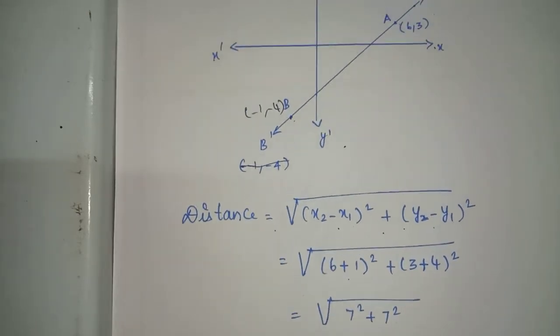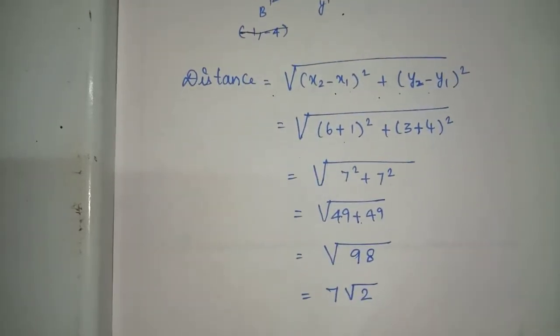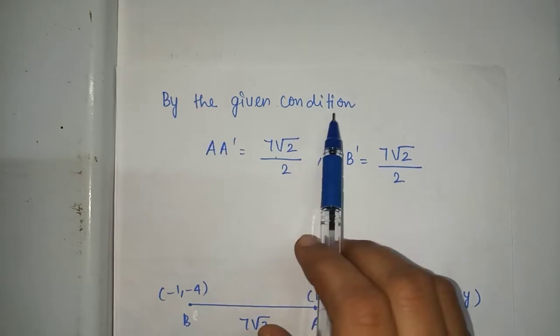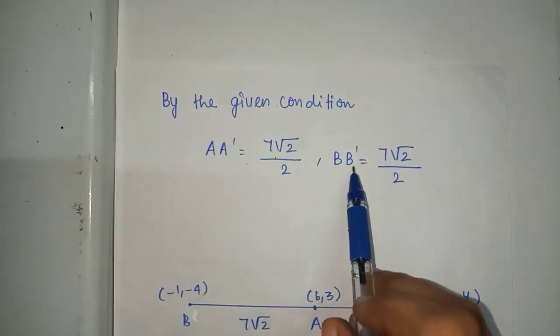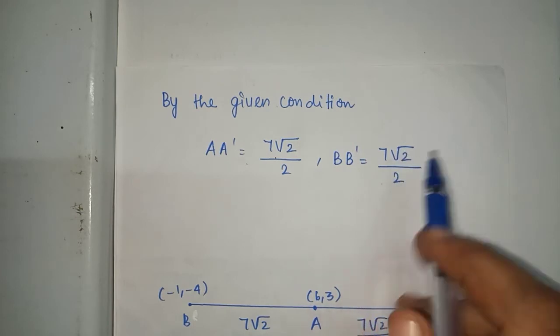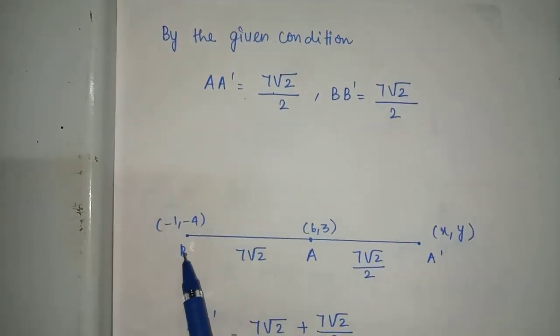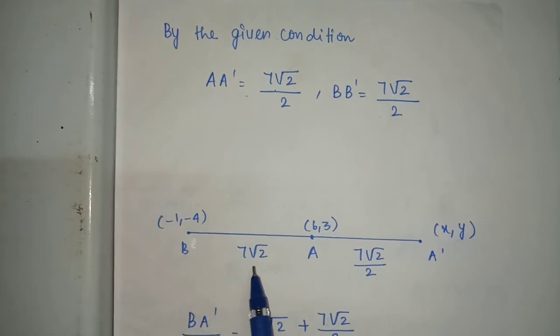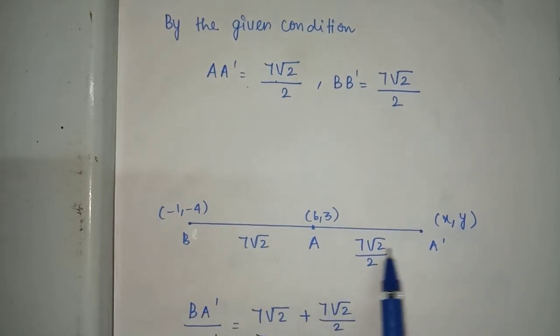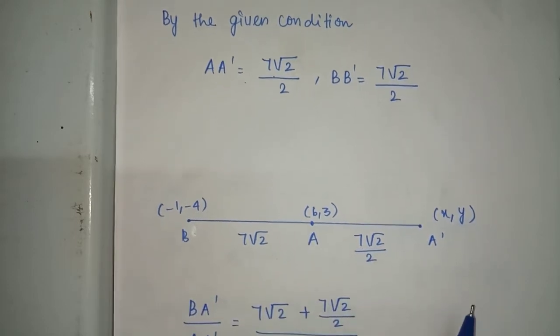So the distance of AB is 7 root 2. By the given condition, AA' is equal to 7 root 2 by 2, BB' is equal to 7 root 2 by 2. Next we are taking the line A'B. Point B is (-1, -4), A is (6, 3) and A' is (x, y). So BA is 7 root 2 and A to A' is 7 root 2 by 2.